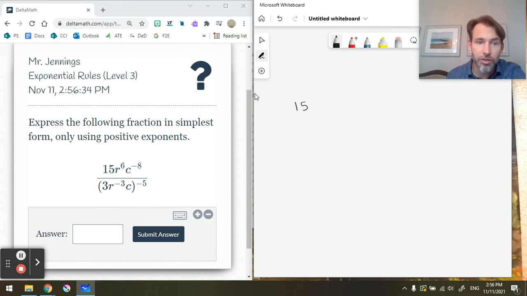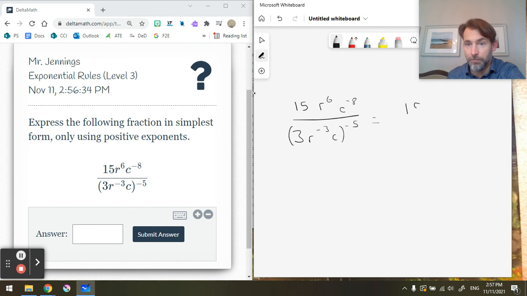Start by copying out the question. 15r to the 6, c to the negative 8 over 3r minus 3c, all raised to the power negative 5. Okay. Equals 15. I can't do 15 and 3 together yet. I can't do that division because I have to do this exponent first. Do your BEDMAS first. Okay, so this is 15, r to the 6, c to the negative 8. Wasn't that what we just had over there, Mr. Jennings? Yeah, I can't do anything to it yet until I do this. I mean, I could move the c to the bottom, but I don't have to.